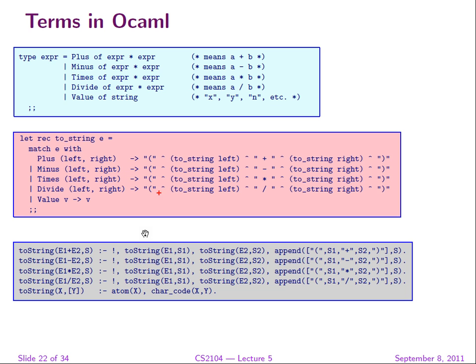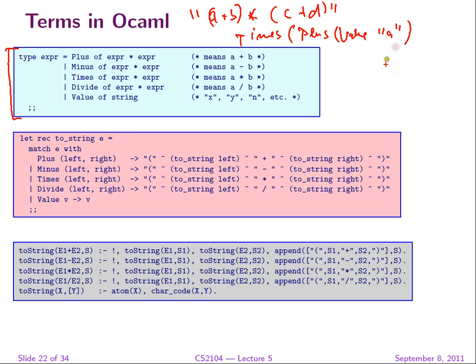So here, first we perform a type declaration. All right? So what would be the Prolog expression A plus B times C plus D in this language? It would be times, bracket, plus, value A, value B, plus value and so on, right? So this would be how we would express the same term. So you already start to see some advantages to Prolog because of that.